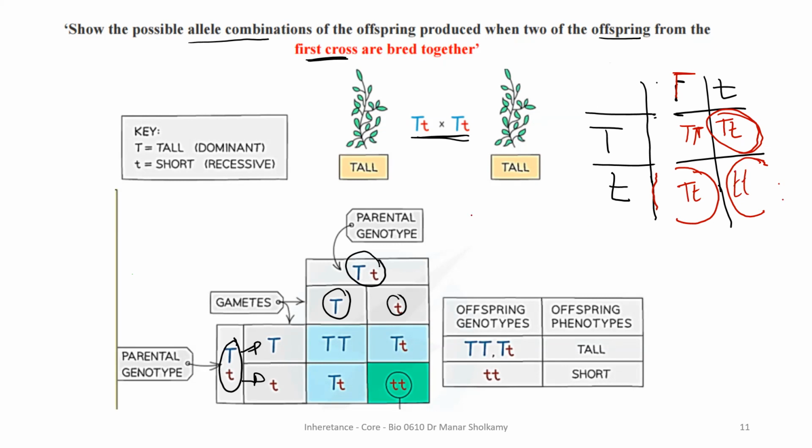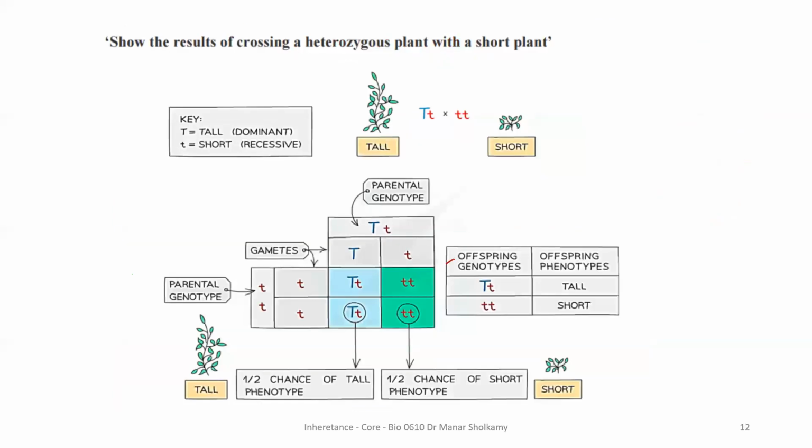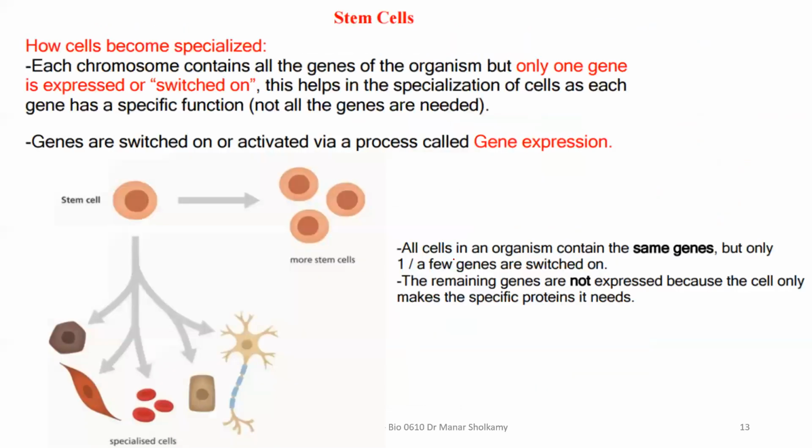What's the ratio? Tall to short. How many tall to short? 3 to 1. One short only. Okay, 3 to 1. What's the percentage? Every square is 25%. So 75% tall, 25% short. Okay.